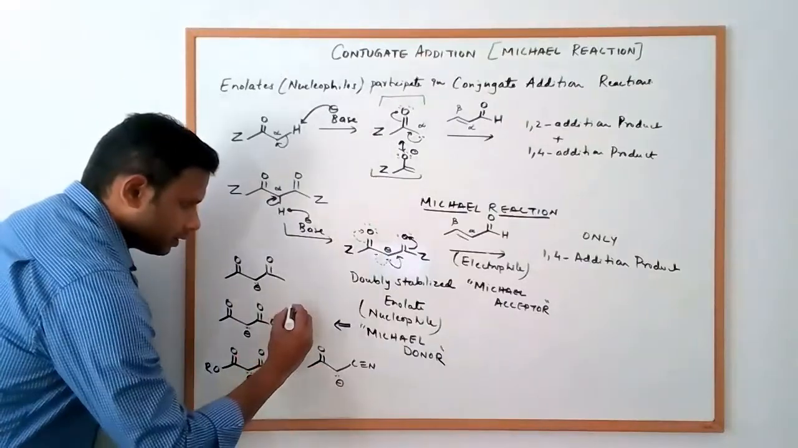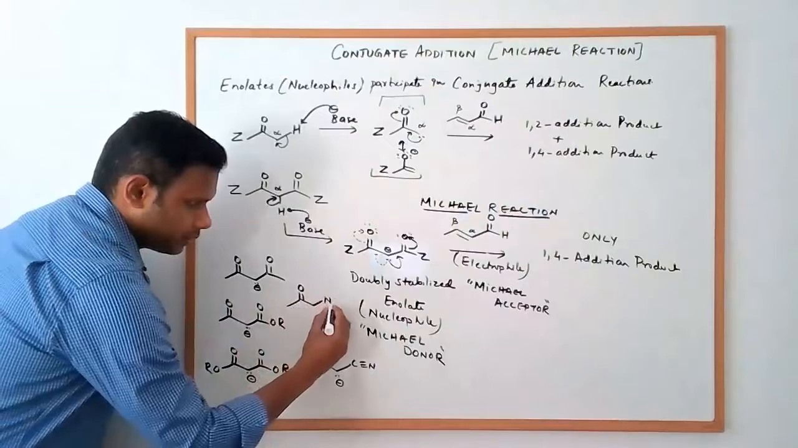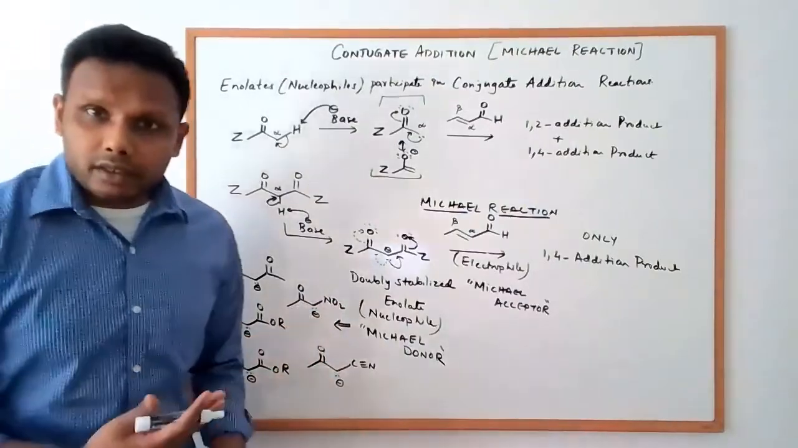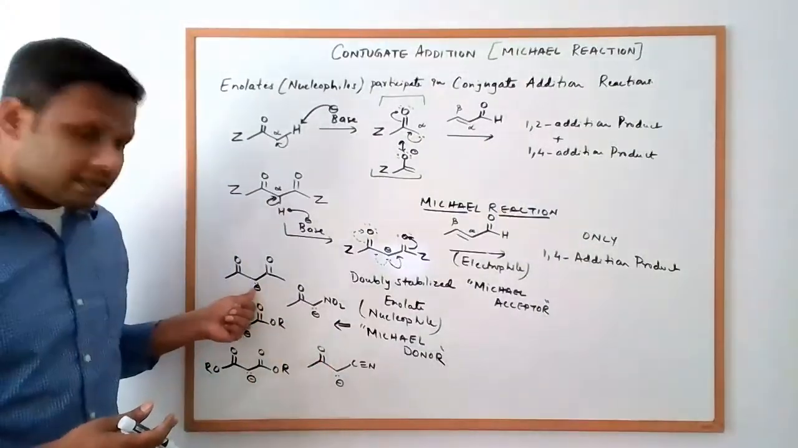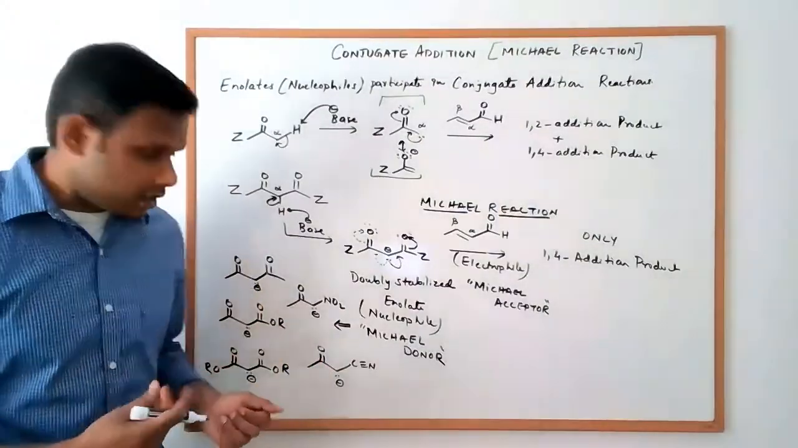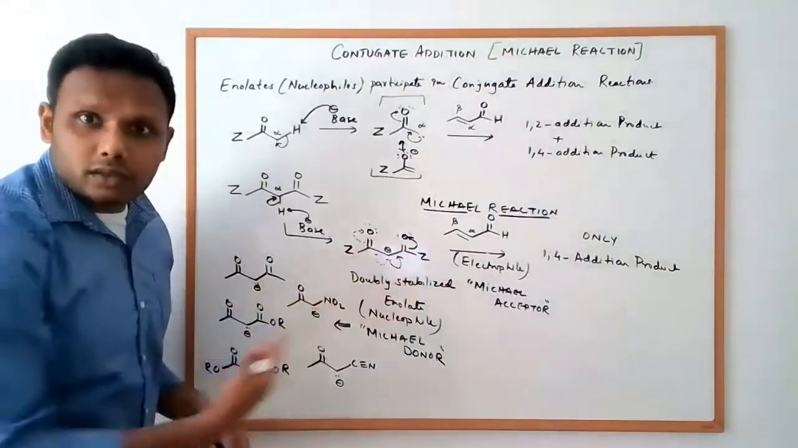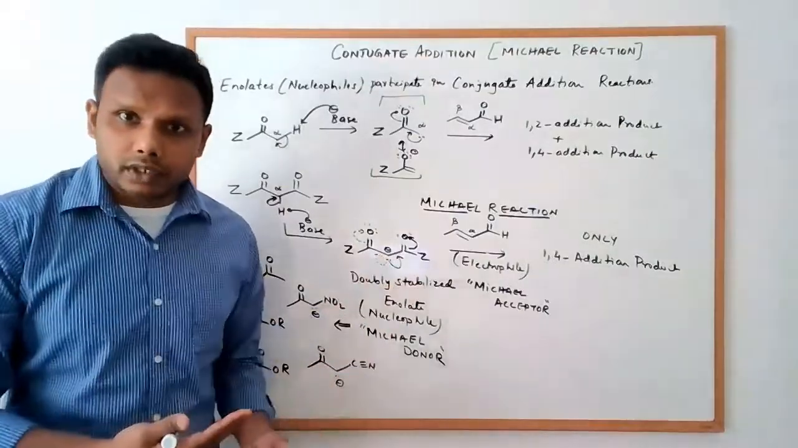In fact, just a nitro group here would also serve as a Michael donor. So any scenario where the negative charge in the enolate can be stabilized by more than one group would give you a Michael donor here.